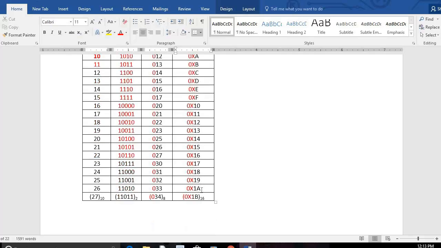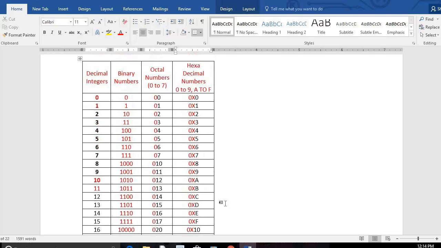After 19, 1A. After 1A, 1B, 1C, 1D, 1E, 1F. After 1F, 20, up to 29. After 29, 2A, up to 2F, then 30, up to 39. After 39, can you tell me? After 39, 3A, up to 3F, then 40, up to 49. This is what we call the hexadecimal number system.